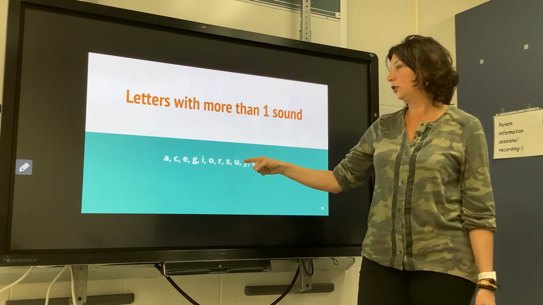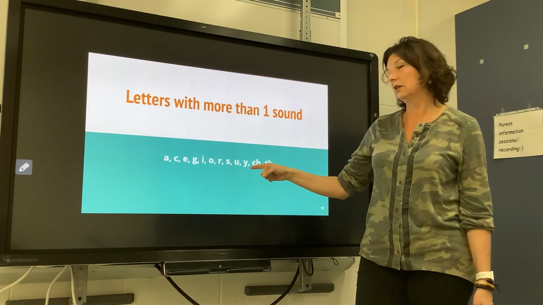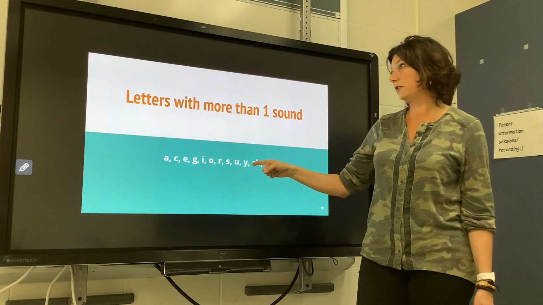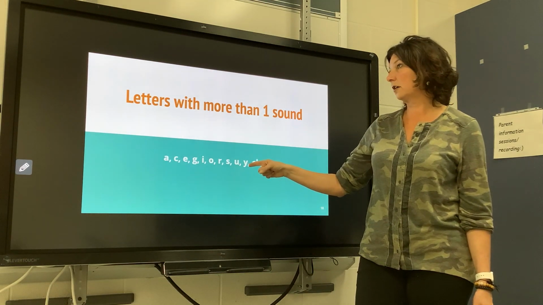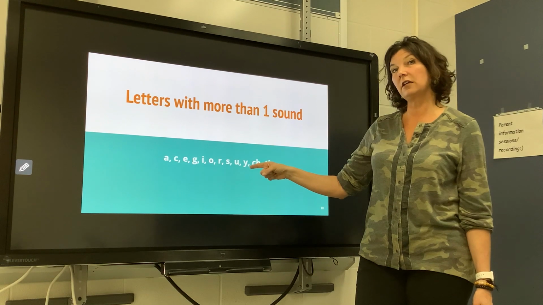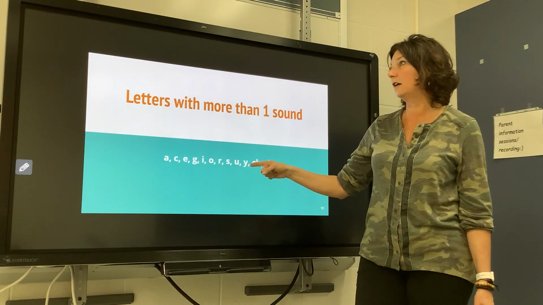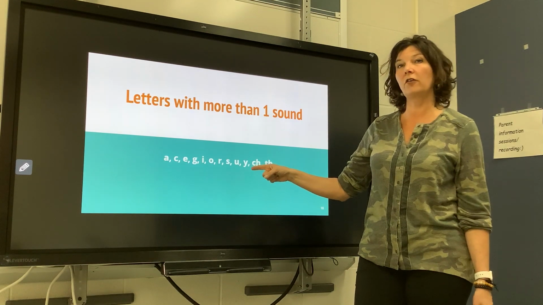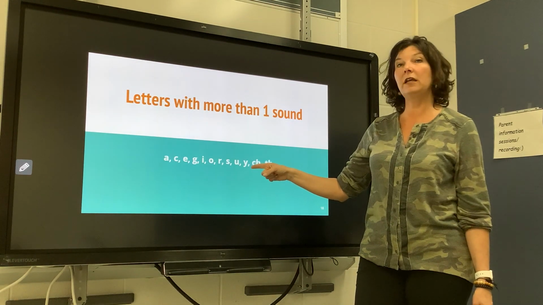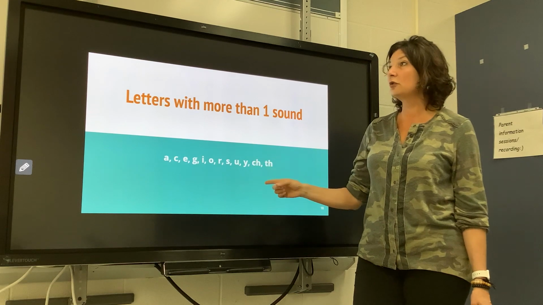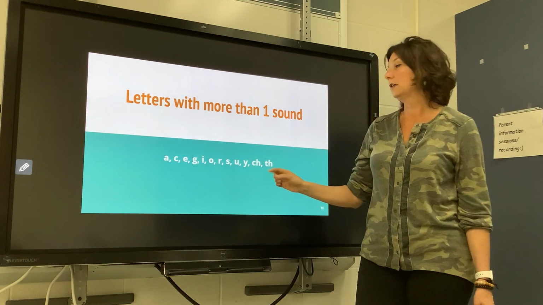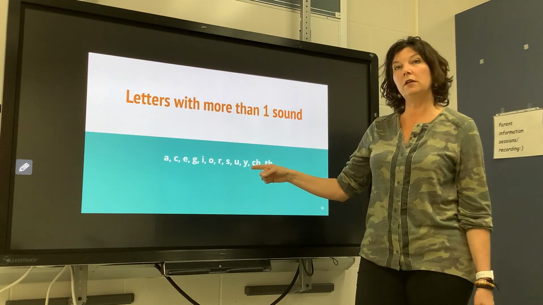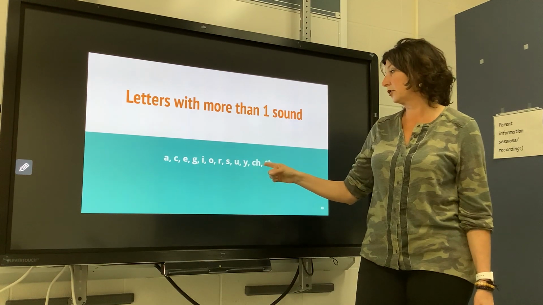And Y can make three sounds. If it's a consonant, it's going to make the "ya" sound. If it is one syllable at the end of the word, like cry, fry, my, it's going to make the I sound. If it's two syllables, like baby, safely, it's going to be an E sound. I'm going to show you that in just a minute.